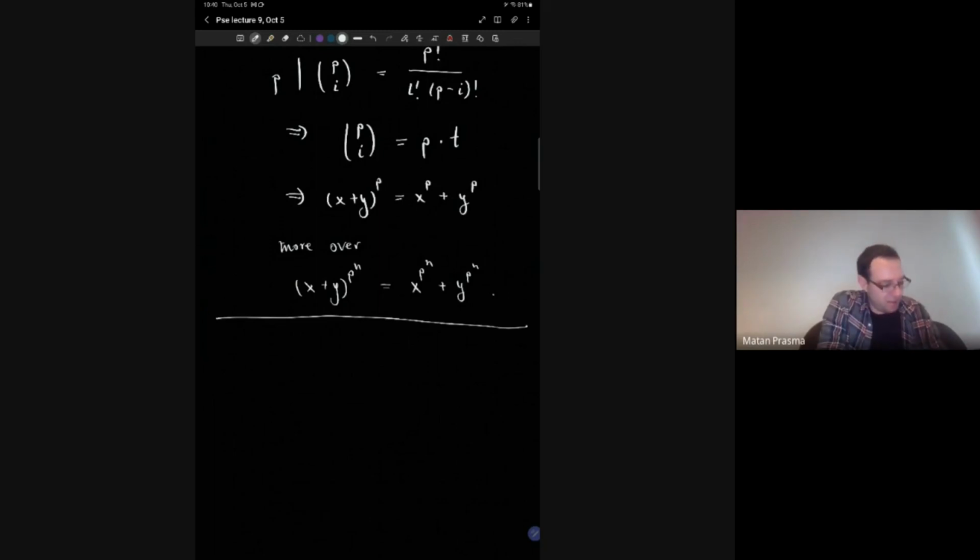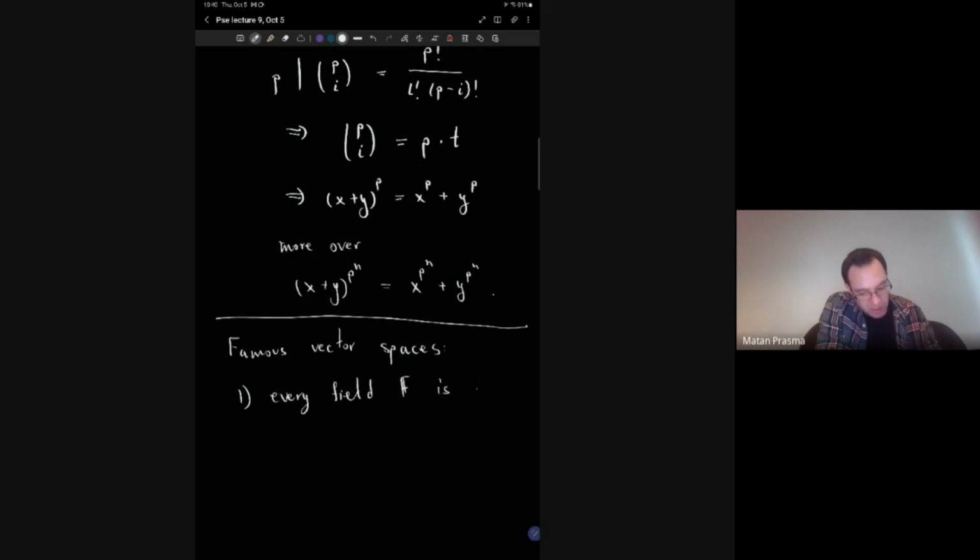Okay, so famous vector spaces. Well, of course, every field F is a vector space over itself. I mean, of course, you can take A in F and V in F, and you can do A times V, and it will satisfy all the axioms.